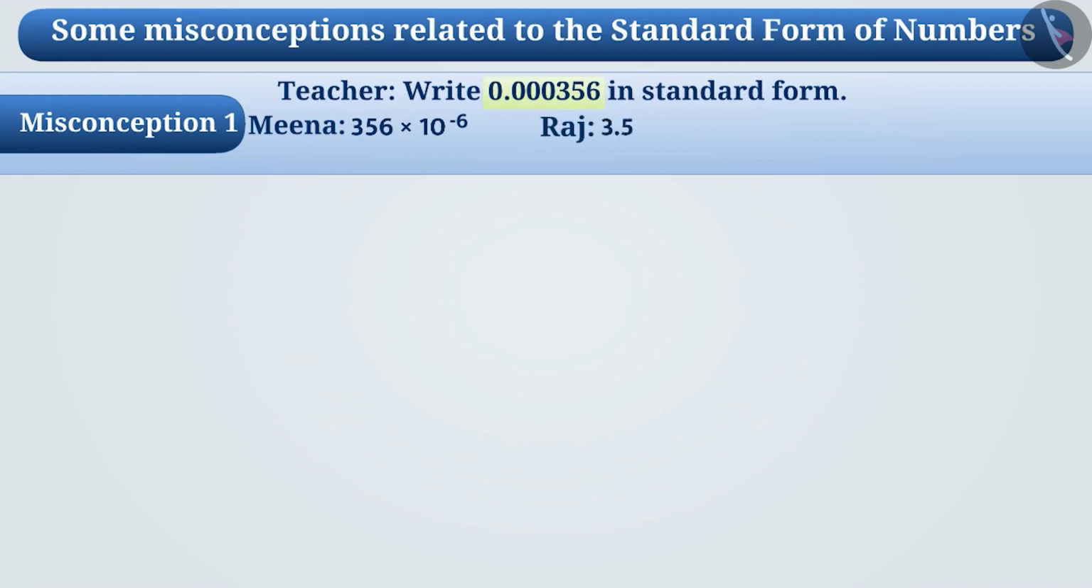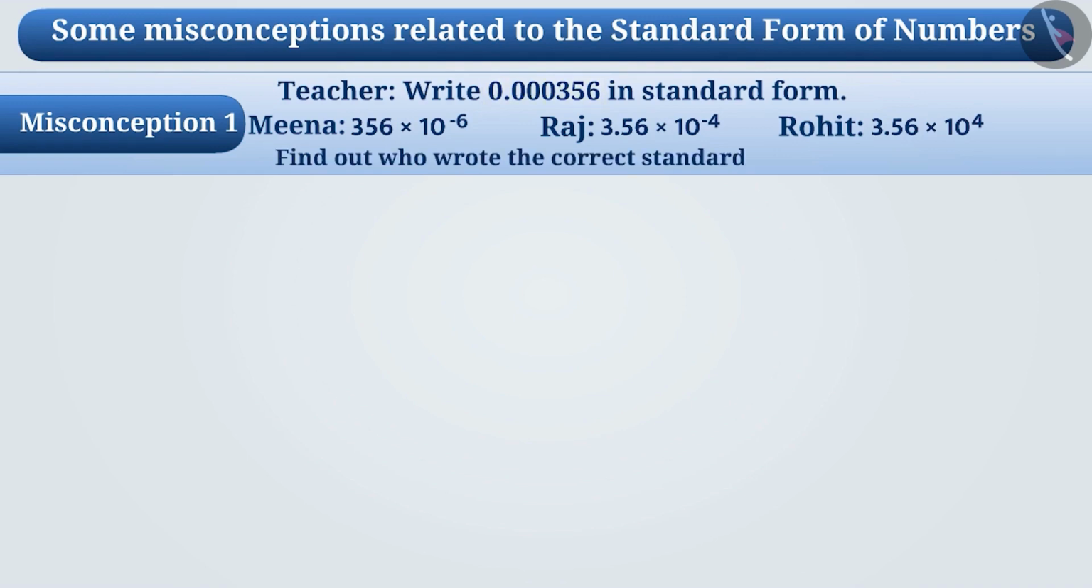Raj wrote the number as 3.56 into 10 to the power of minus 4 in standard form, and Rohit wrote the number as 3.56 into 10 to the power of 4 in standard form. Find out who wrote the number correctly in standard form.